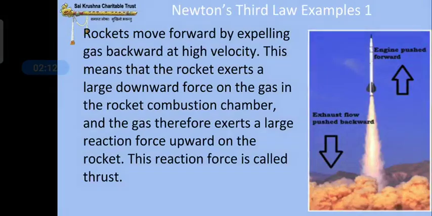And rocket is another example for Newton's third law. Rockets move forward by expelling gas backward at high velocity. So this means that the rocket exerts a large downward force on the gas in the rocket combustion chamber, and the gas therefore exerts a large reaction force upward on the rocket. This reaction force is called thrust. Can you all see here in the diagram? The exhaust flow is pushed backward and the engine is pushed forward.